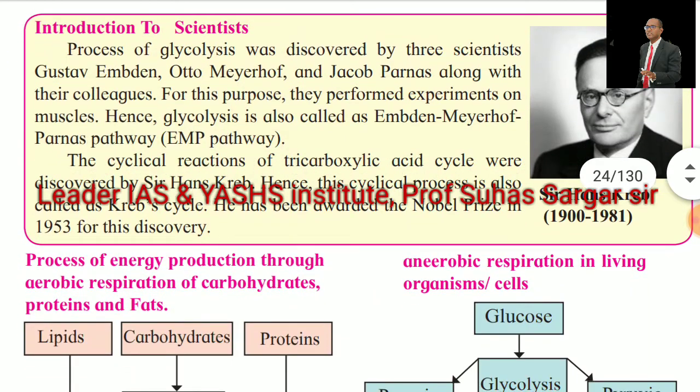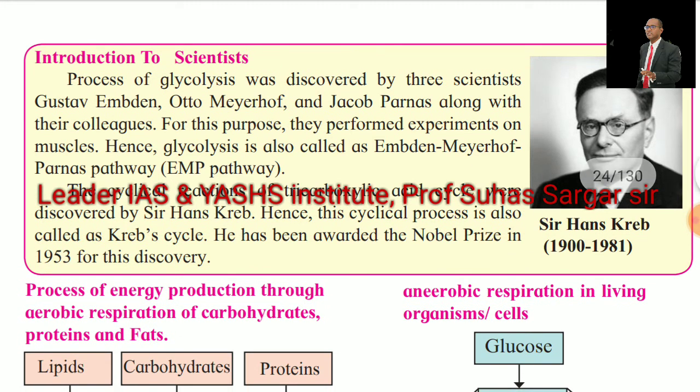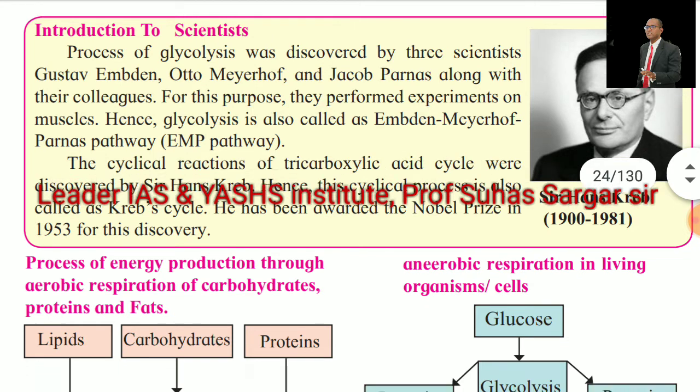Introduction to scientists. The process of glycolysis was discovered by three scientists, Gustav Embden, Otto Meyerhof, and Jacob Parnas, along with their colleagues. For this purpose, they performed the experiment on muscle. Hence, glycolysis is also called the Embden-Meyerhof-Parnas pathway, that is, the EMP pathway. The cyclic reaction of the tricarboxylic acid group was discovered by Sir Hans Krebs. Hence, the cyclical process is also called the Krebs cycle. He was awarded the Nobel Prize in 1953 for this discovery.